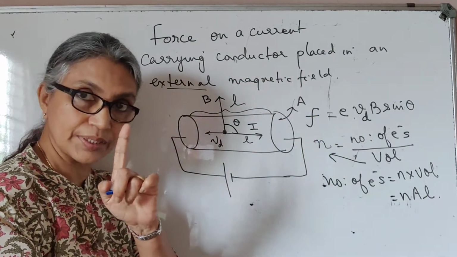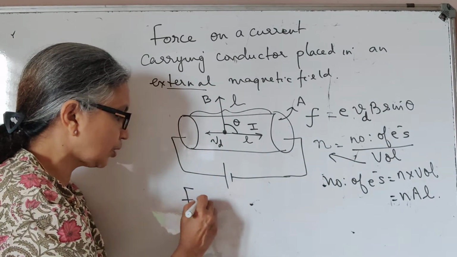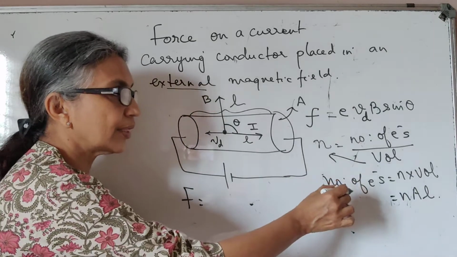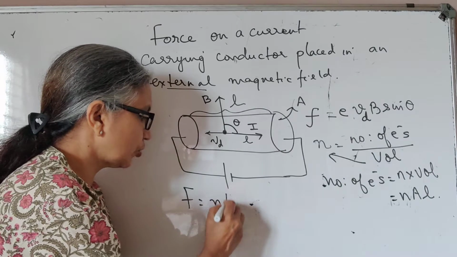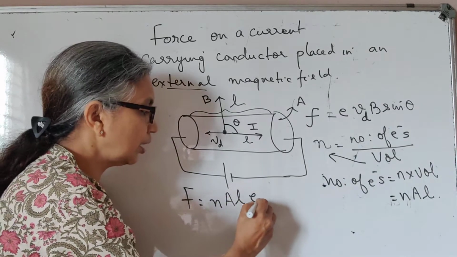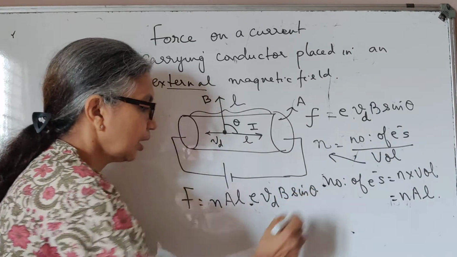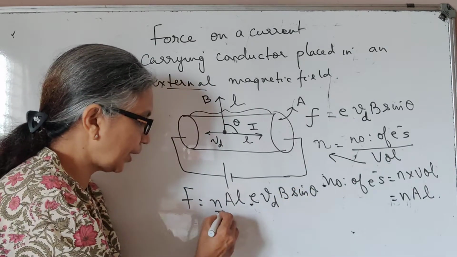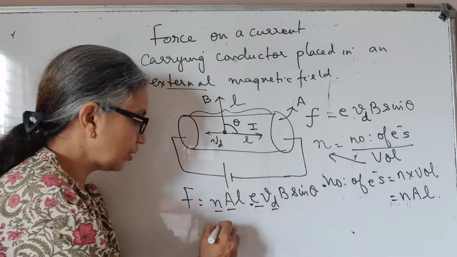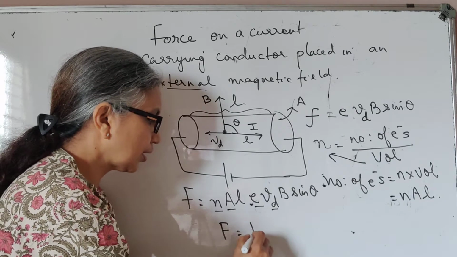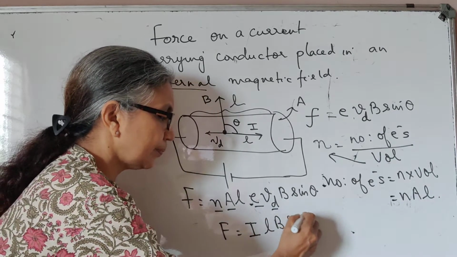Volume. So now we have the total number of electrons. We have the force experienced by a single electron. So the total force experienced by the whole conductor will be number of electrons multiplied by the force on each one. So this will be n A L e Vd B sine theta. And from current electricity we know nEAVd is what we call the current. So we may write this as the current I into L B sine theta.